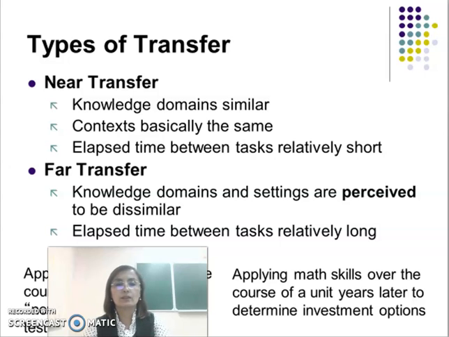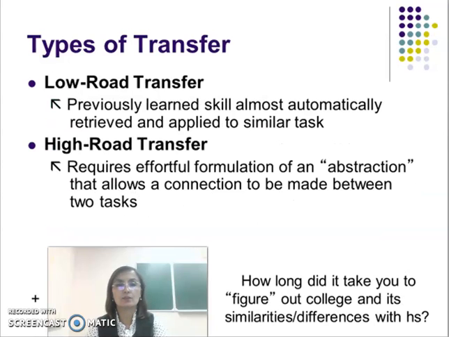Types of transfer we will continue to talk about. The next one is near transfer: knowledge domains are similar, contexts are basically the same, and elapsed time between tasks is relatively short. In far transfer, knowledge domains and settings are perceived to be dissimilar, and elapsed time between tasks is relatively long. An example is applying math skills over the course of a unit to solve new problems on the unit test, or applying math skills years later to determine investment options.